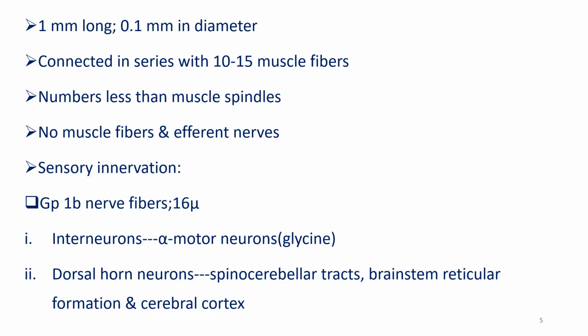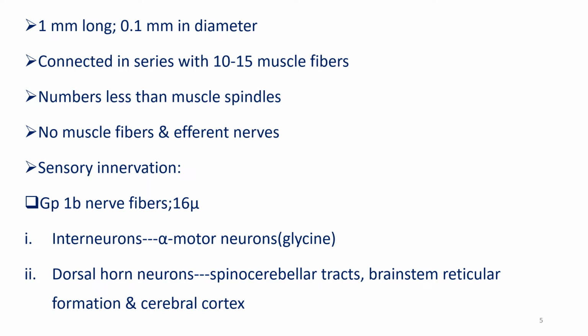Now there are major differences between muscle spindle and Golgi tendon organ. One of the differences is location. Muscle spindle is present in the belly of the muscle, while the Golgi tendon organ is present in the musculotendinous portion of the muscle. Another difference is that a single Golgi tendon organ is connected in series with 10 to 15 muscle fibers, while the muscle spindle is connected in parallel. Secondly, there are fewer Golgi tendon organs in a muscle as compared to muscle spindles.